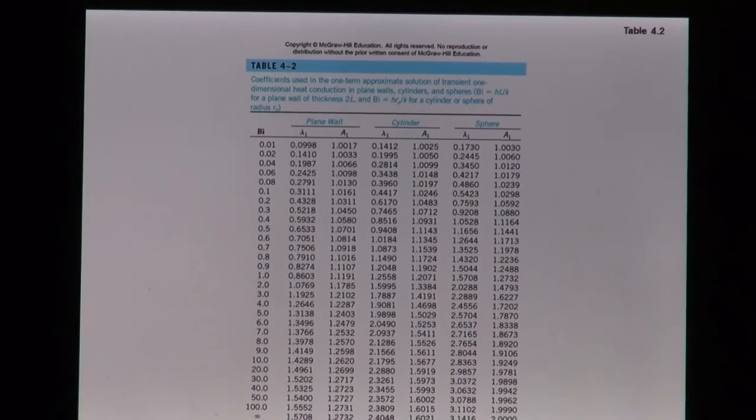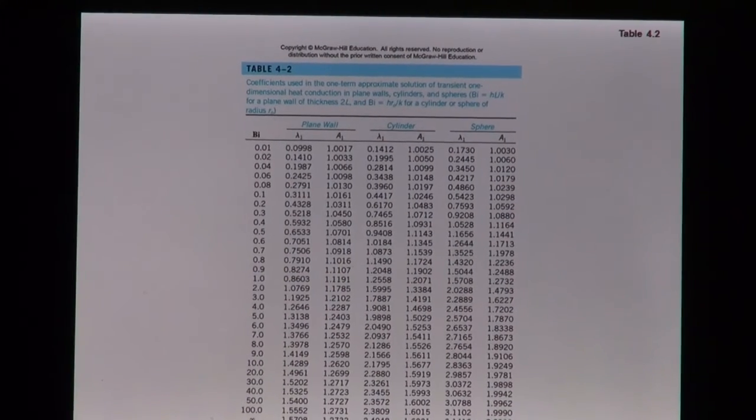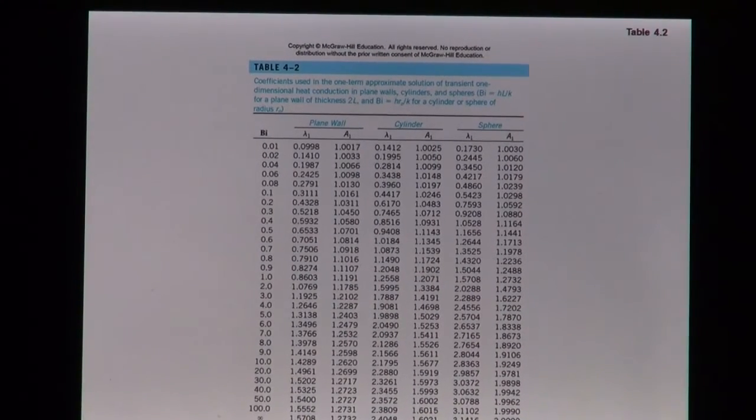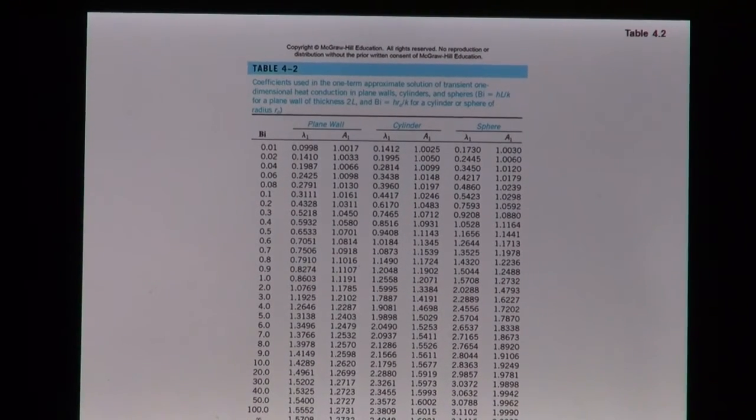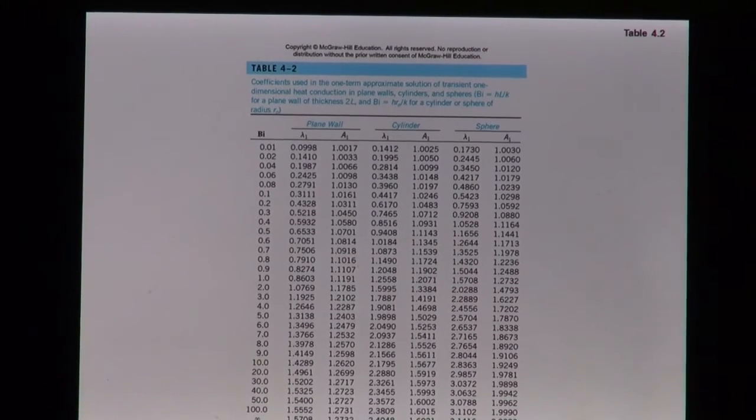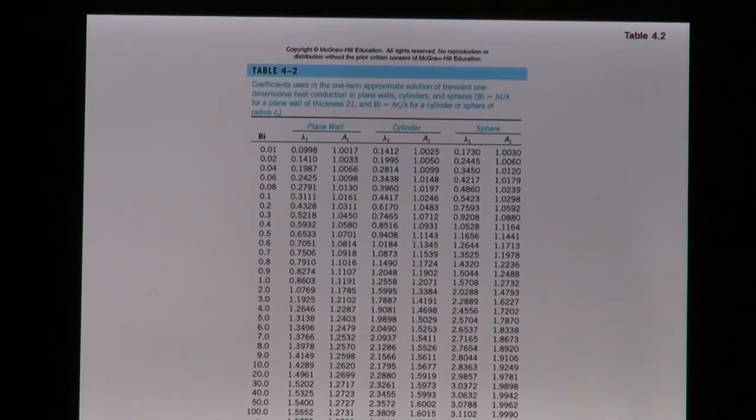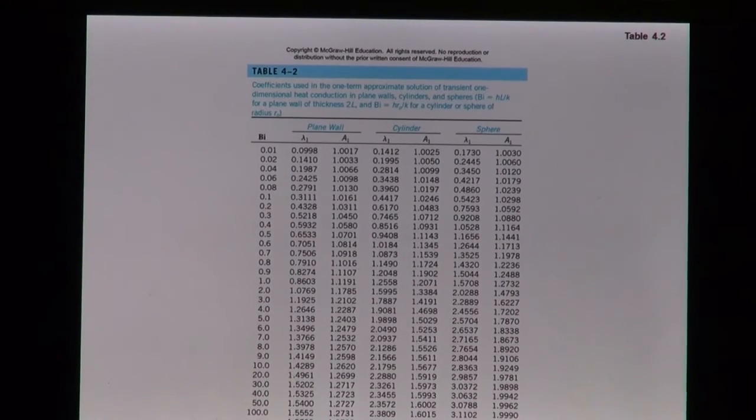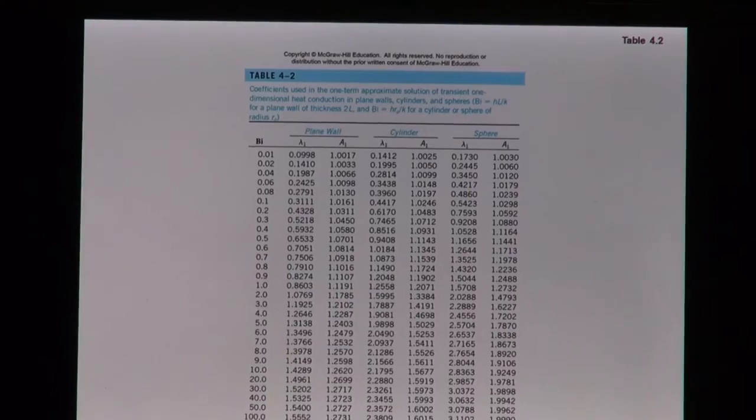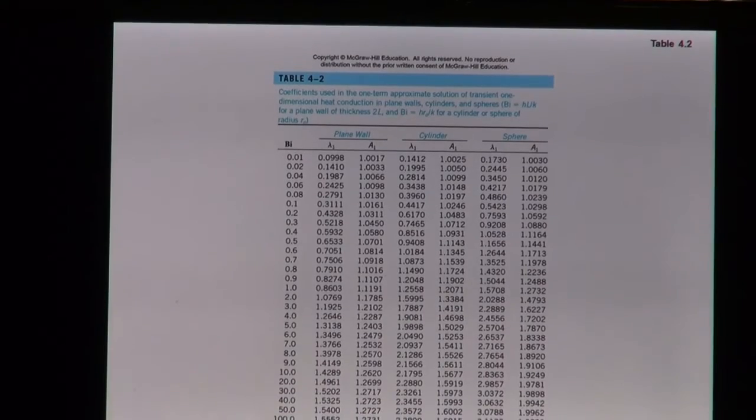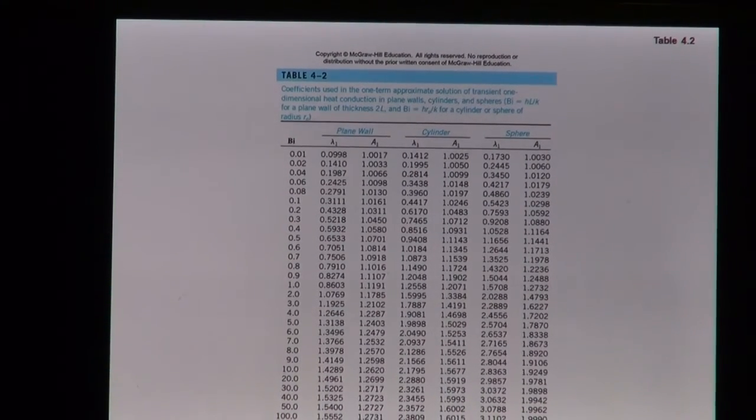You have to look, that is for the plane wall. Look, there's a plane wall, cylinder, and a sphere. So we have to look for the values for the cylinder, not the plane wall. You see? So for the cylinder, very important, lambda 1 would be equal to 1.5995, and A1 would be equal to 1.3384. So it just shows you how easy these calculations are actually, if you understand how to use them and how you can use the table.